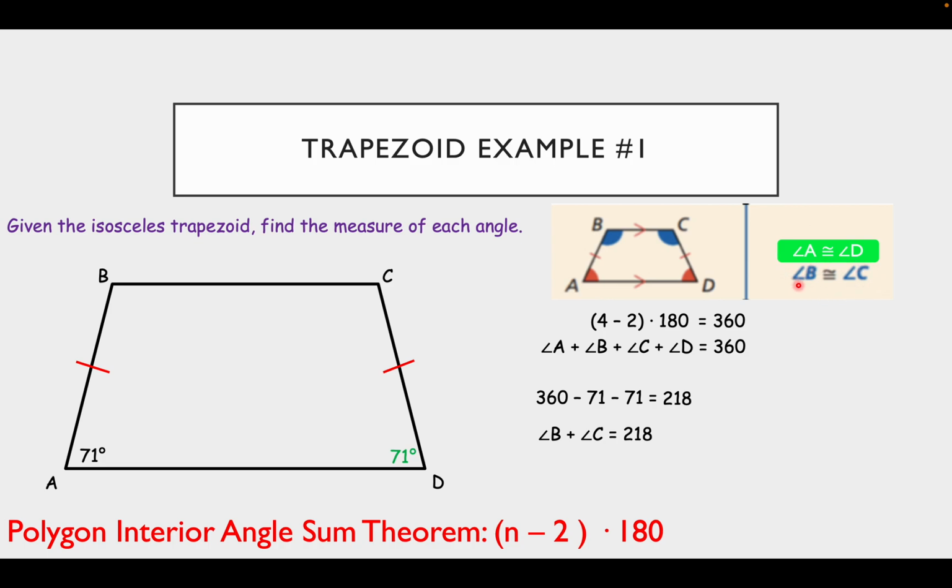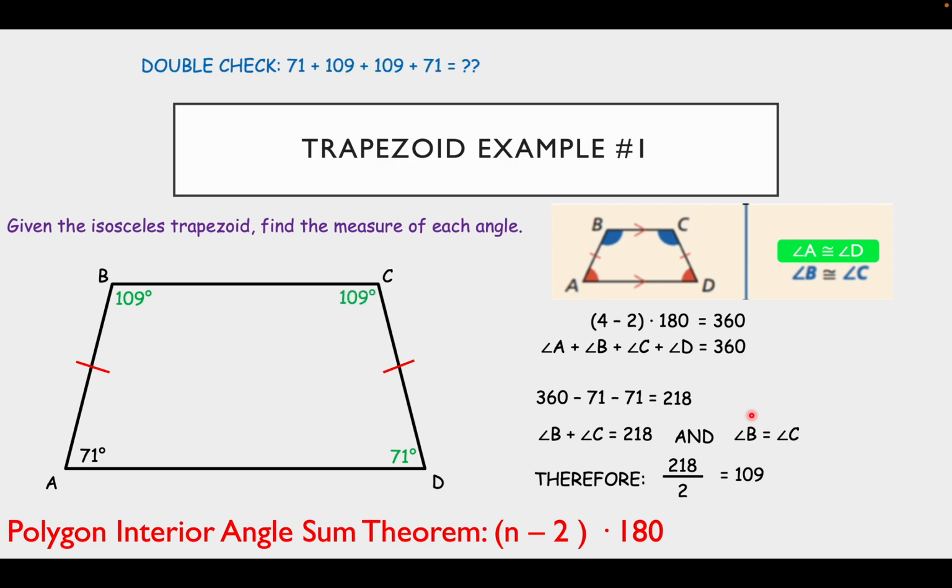From our isosceles trapezoid property, I know that those angles have to be equal. Well, if they have to add to 218, they have to be equal. Therefore, I should just cut them in half. 218 divided by 2 gives me 109. So angle B and angle C are both 109 degrees. We can double check by adding up these four numbers. Take a moment, put them in your calculator. Guess what? We get 360. Checks out.